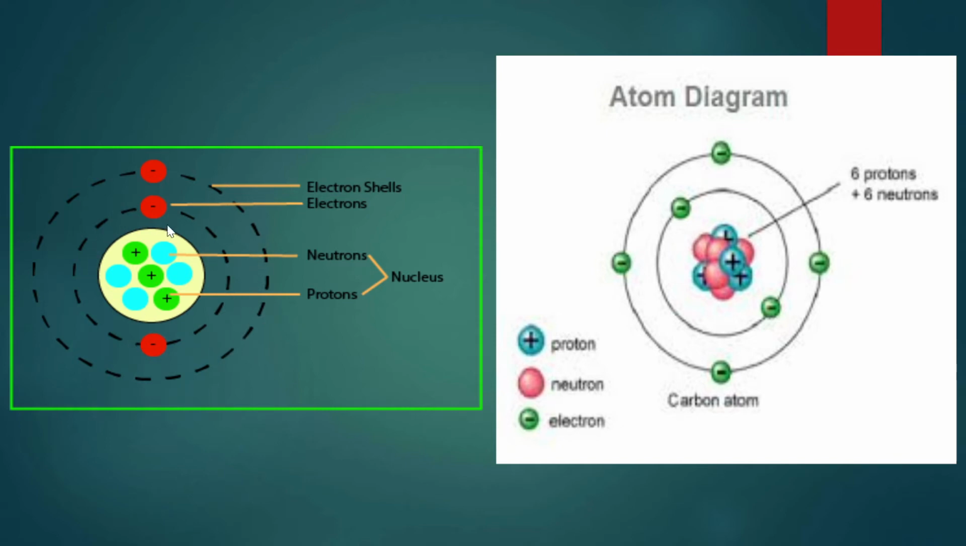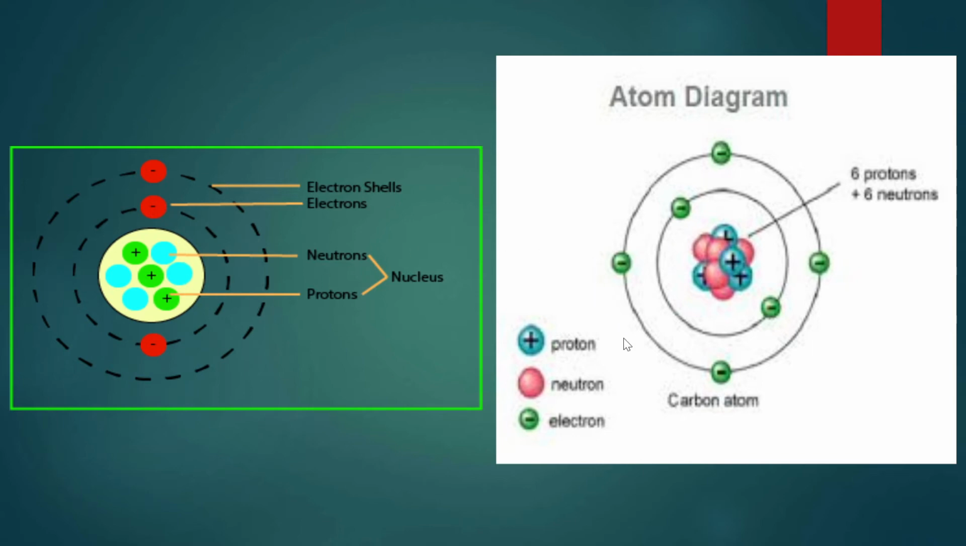This is actually the diagram of lithium. We know the atomic number of lithium is 3 and it has 4 neutrons, 3 protons, and hence your atomic mass is 7 atomic mass units, and the number of electrons is equal to the number of protons in any atom. And hence the number of electrons in lithium is 3.